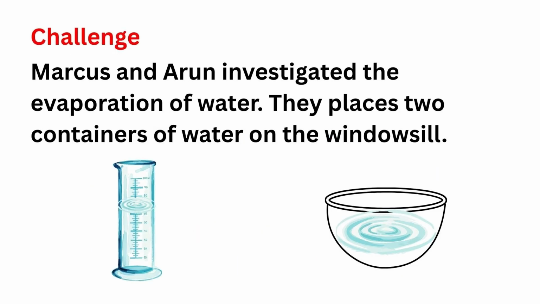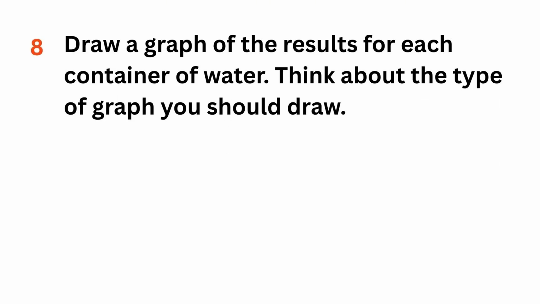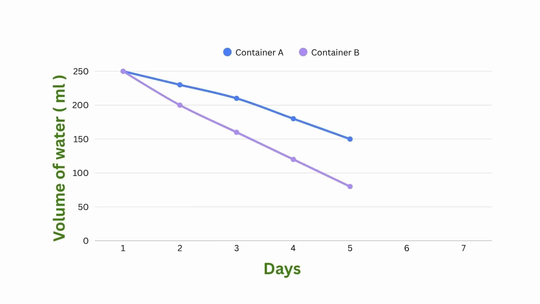Challenge. Marcus and Aaron investigated the evaporation of water. They placed 2 containers of water on the windowsill. Question 8a. Draw a graph of the results for each container of water. Think about the type of graph you should draw. So, this is a result of the graph for each container of water. The blue color means container A and the purple color means container B.